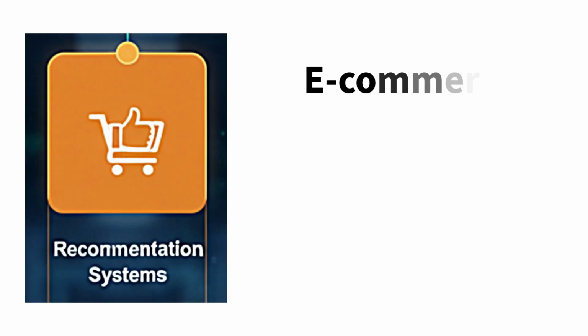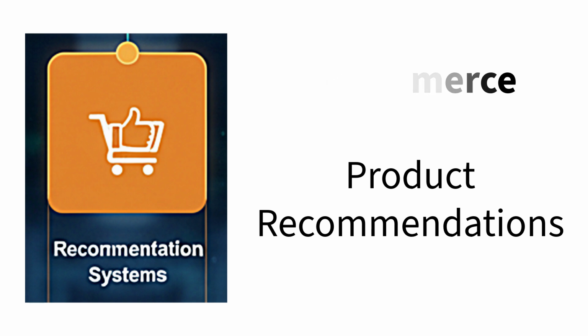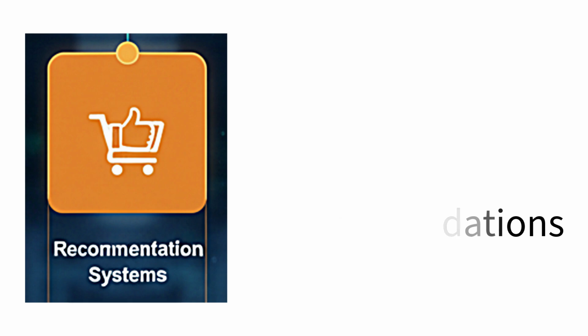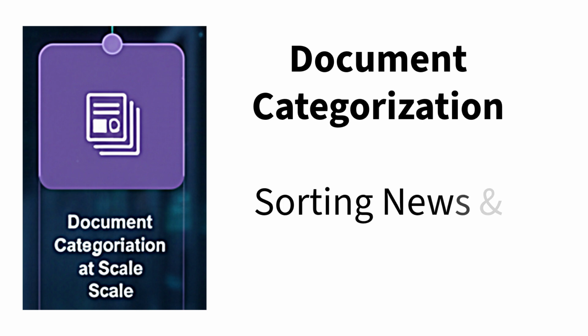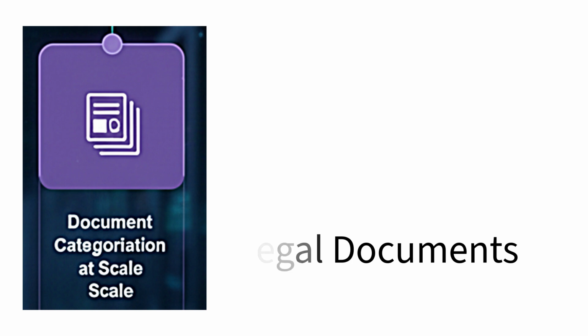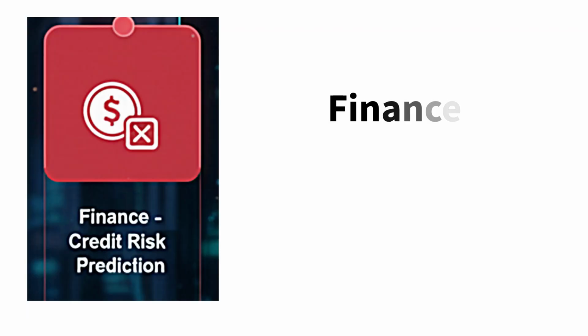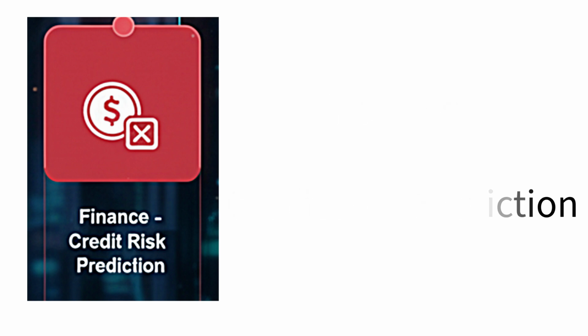In e-commerce, companies like Amazon have used naive Bayes in recommendation systems to predict whether a customer is likely to buy a product based on browsing and purchase history. In the media industry, large organizations such as news portals use naive Bayes to automatically categorize thousands of articles into sports, politics, and technology. And in finance, banks use naive Bayes for credit risk prediction, classifying borrowers as high risk or low risk, which helps in approving loans more securely.